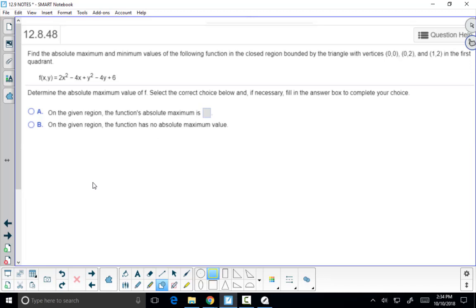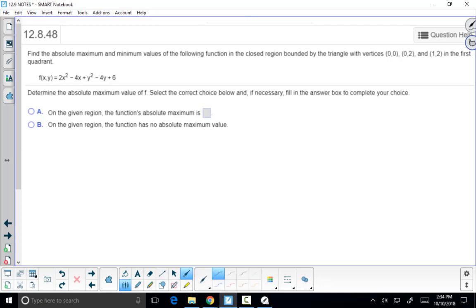Find the absolute max, absolute min. Oh, this is a good one. There will be an absolute max min problem with a geometric shape, so this is a really good one. Hopefully you know how to find the equation of the hypotenuse of a triangle.